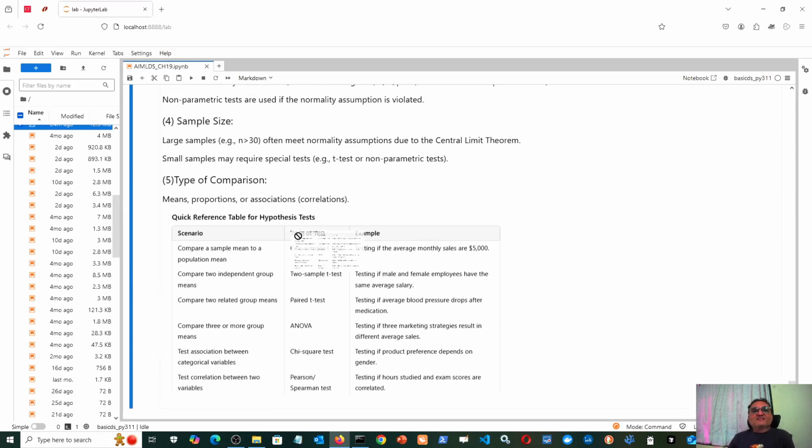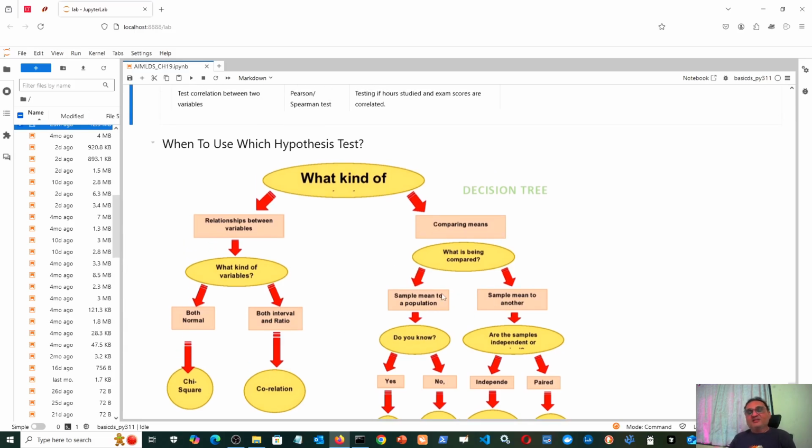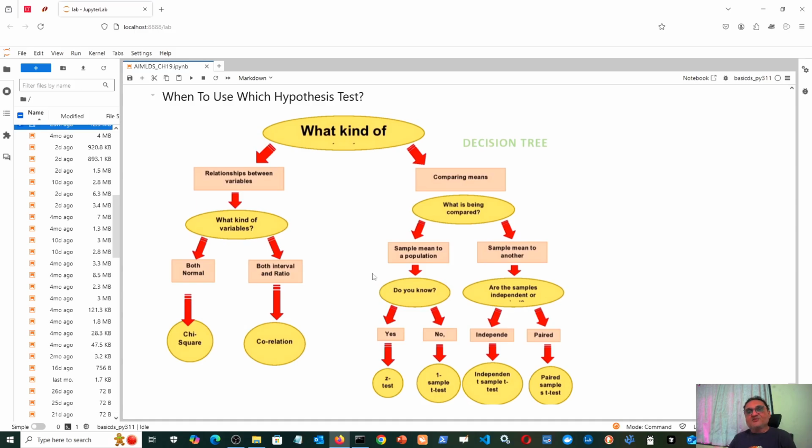These two tables, this table and this diagram, are very important because you may know everything about each type of test, provided someone tells you to perform this test. But in field work, no one is going to tell you. You have to study the business situation and decide, out of the available possible tests, which test to use.